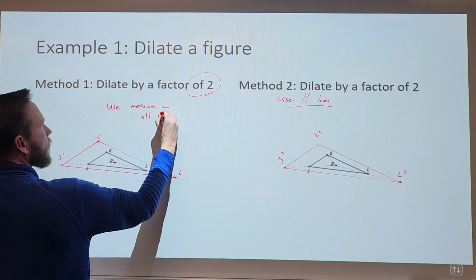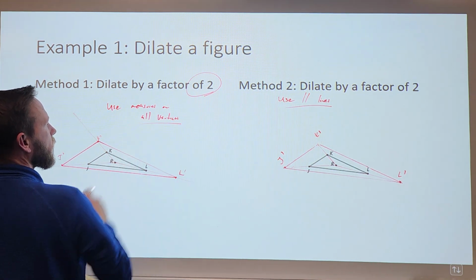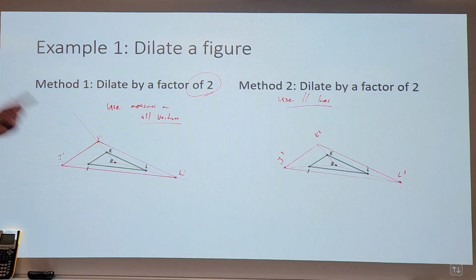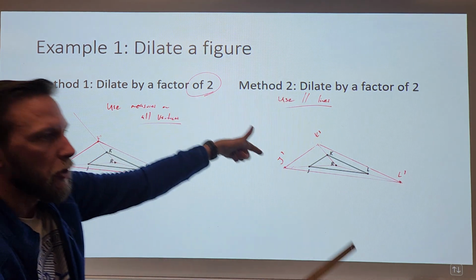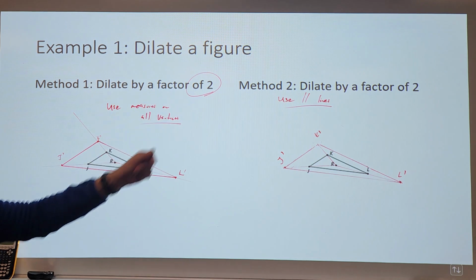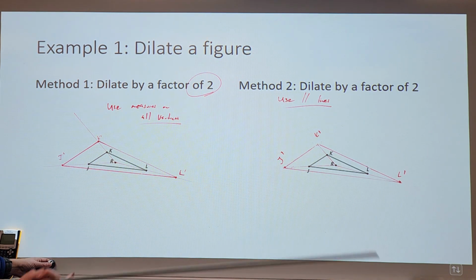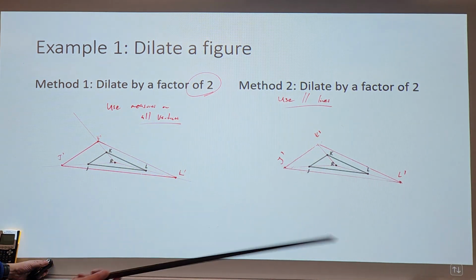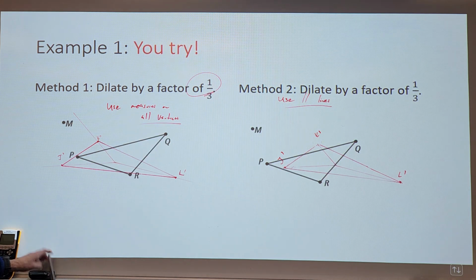on all vertices. All right, if you're using measures on all vertices, it's going to take you longer because you've got to measure. Here, when you're using parallelism, you can just quickly draw those parallel segments. And obviously, do your best work, right? Do your best work. It should look parallel. If it's not looking parallel, erase it and draw it again. All right, now for these two, I want you to try those.